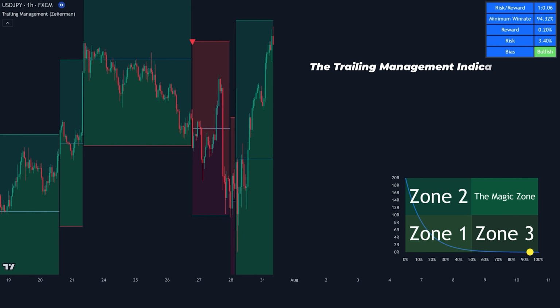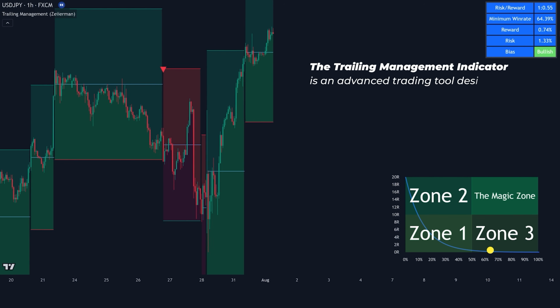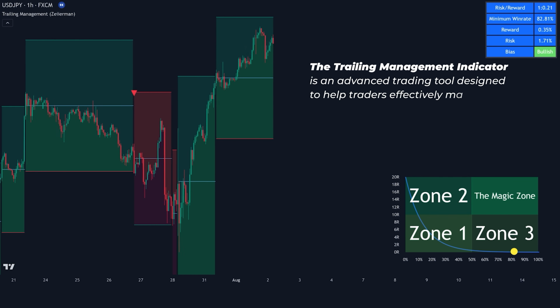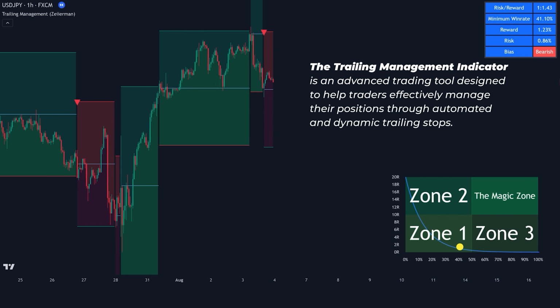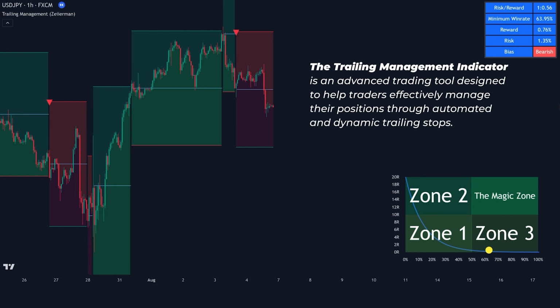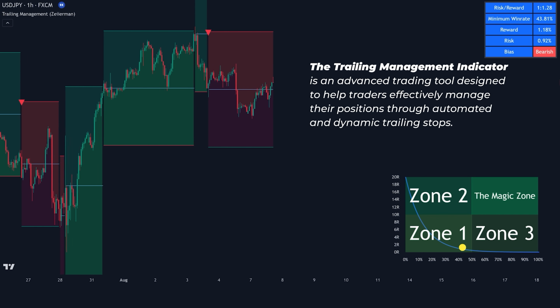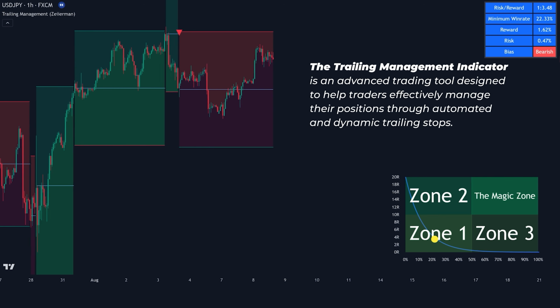What is the Trailing Management Indicator? The Trailing Management Indicator is an advanced trading tool designed to help traders effectively manage their positions through automated and dynamic trailing stops. This tool helps you decide when to lock in profits and reduce losses by adjusting the exit point of a trade as the market moves.